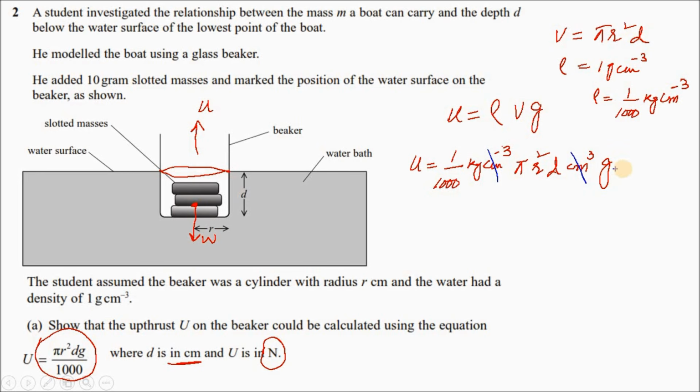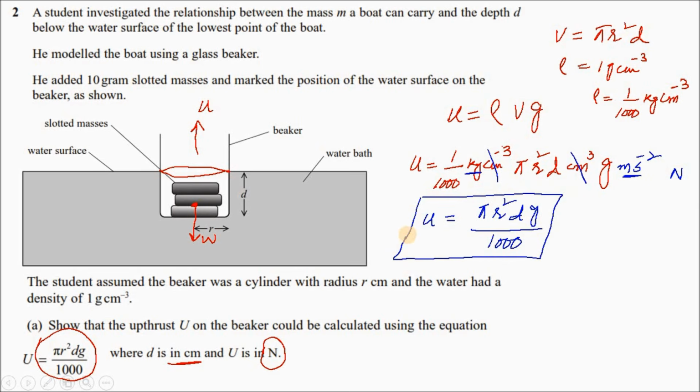And the unit of g, if you remember, this is acceleration due to gravity, which is ms minus 2. So this kilogram and this ms minus 2 becomes Newton. So finally you can rewrite this equation: U is equal to pi r square d into g divided by this 1000. That's how you can prove it.